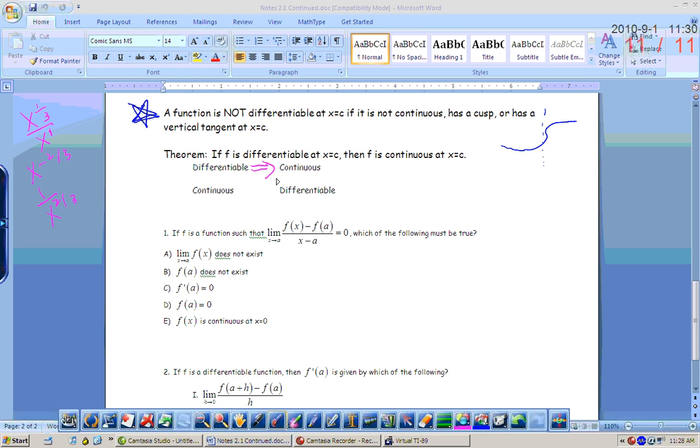But if a function is continuous, does it automatically imply that it's differentiable? No. Because, is this a continuous function? Yes, it's continuous, but it's not differentiable at the cusp. Differentiable means you can take the derivative.